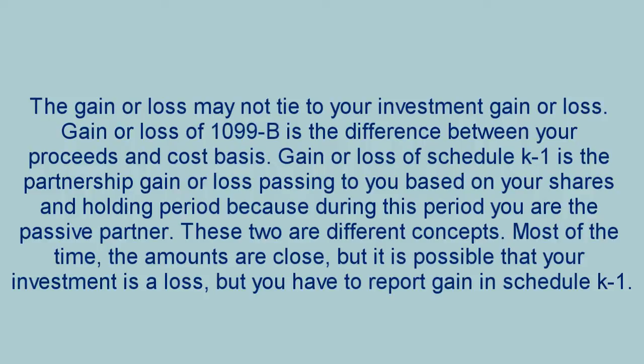Gain or loss of 1099-B is the difference between your proceeds and cost basis. Gain or loss of Schedule K-1 is the partnership gain or loss passing to you based on your shares and holding period, because during this period you are the passive partner. These two are different concepts. Most of the time, the amounts are close, but it is possible that your investment is a loss, but you will have to report gain in Schedule K-1.